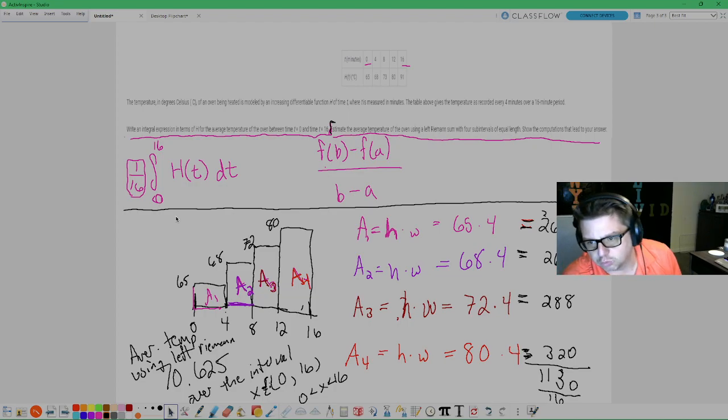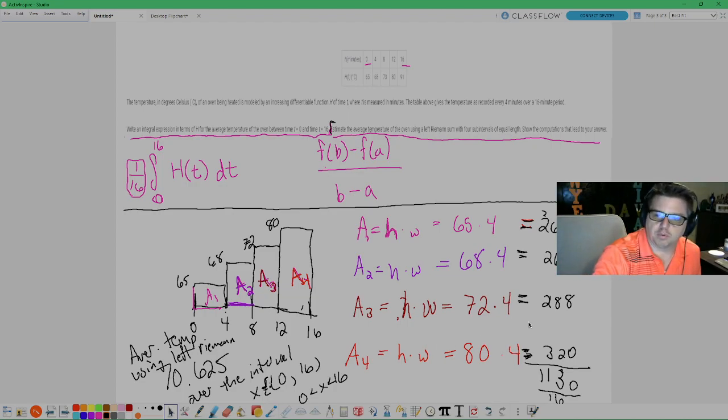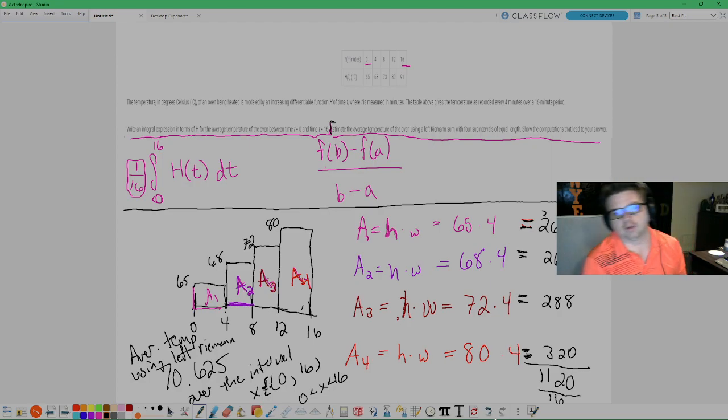12, 20, 22. Oh, 22. Why did I put 23 there then? This is 22. I got it right now off the rip. Now, what's 1120 divided by 16? 70. Ah, whatever.